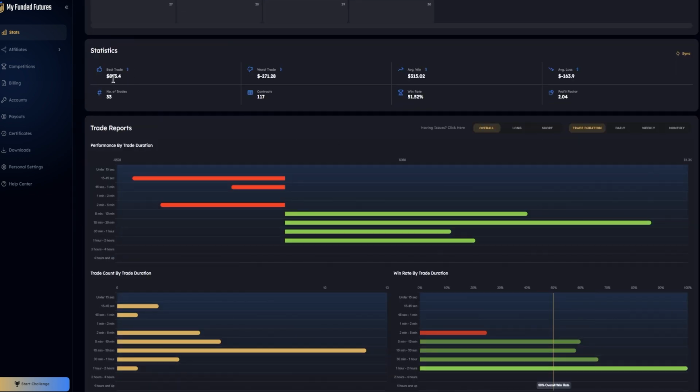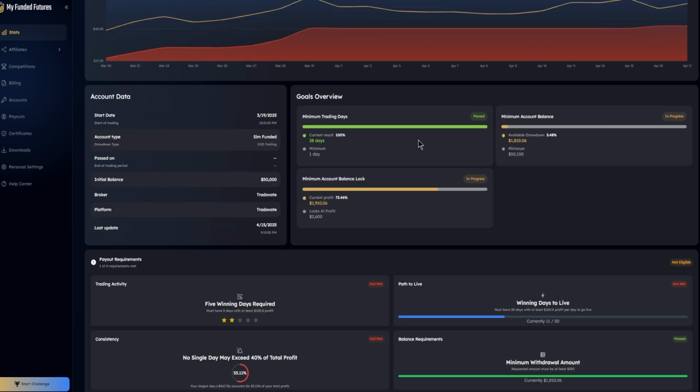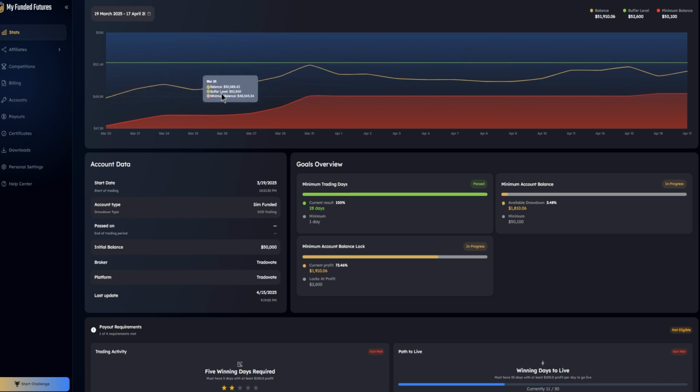Now, the best trade is 893, so just a little bit worse than the eval was. Worst trade is 271, so that's a little bit better than the eval was. Average win is 315 versus 163. So again, it's about 1 to 2. Win rate, it's 50%. This is 33 trades, so it better reflects my actual numbers on a longer period of time, because if you add this plus the eval, that's about 50 trades, and the win rate is still, again, about 50%.